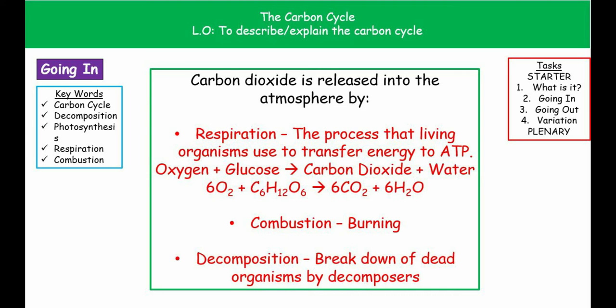Then the balanced symbol equation: 6O2 plus C6H12O6 makes 6CO2 and 6H2O. So remember our rule for balancing this one, it's 6 in front of everything except the glucose.